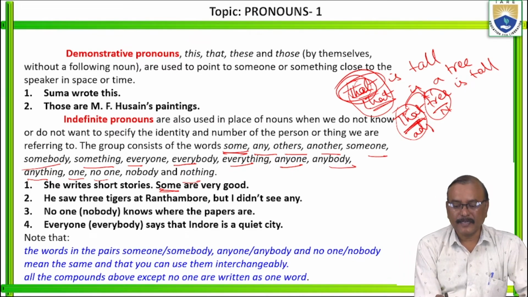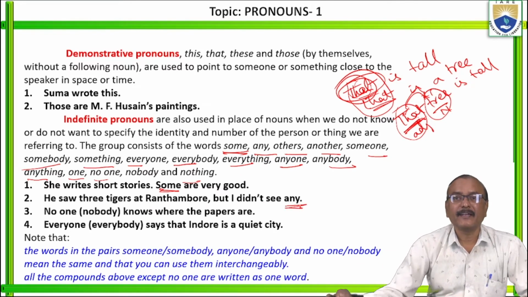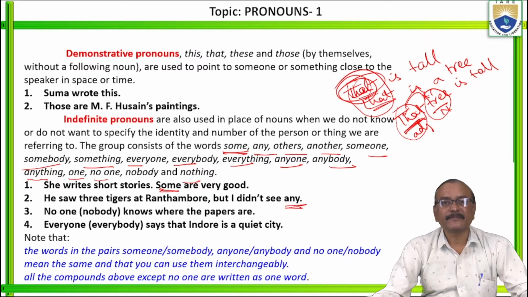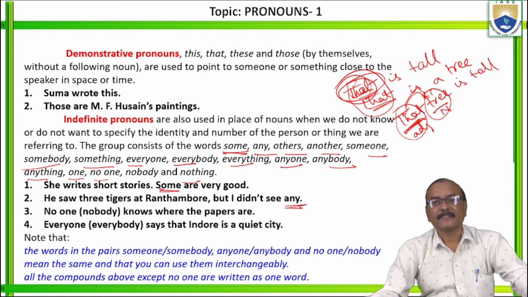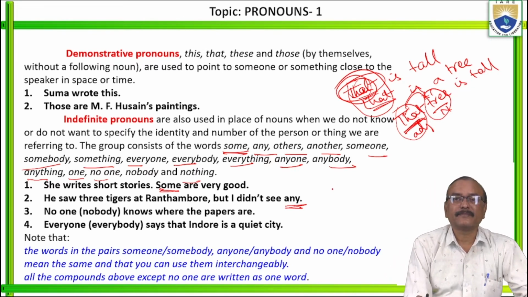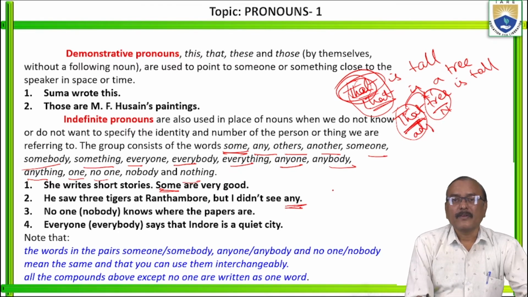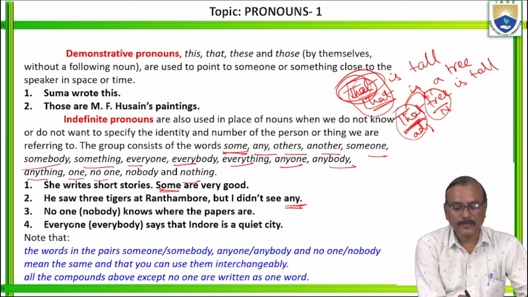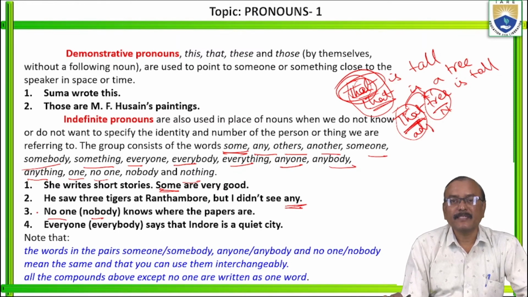He saw 3 tigers at Ranthambore, but I didn't see any particular tiger. Is it clear? I didn't see any tiger, any particular. So this is called indefinite. No one knows where the papers are. No one or nobody, both mean the same. Is it clear?